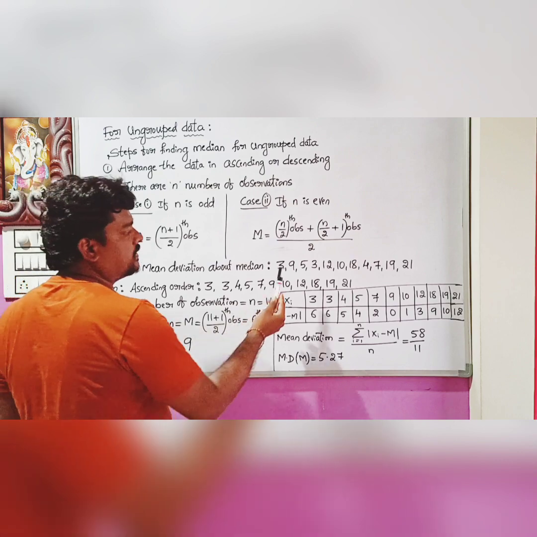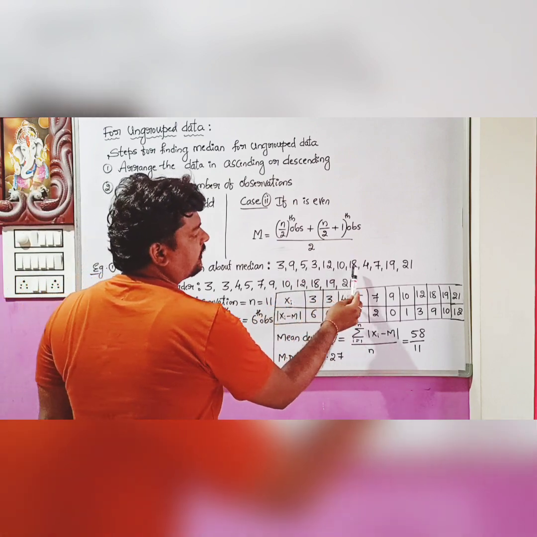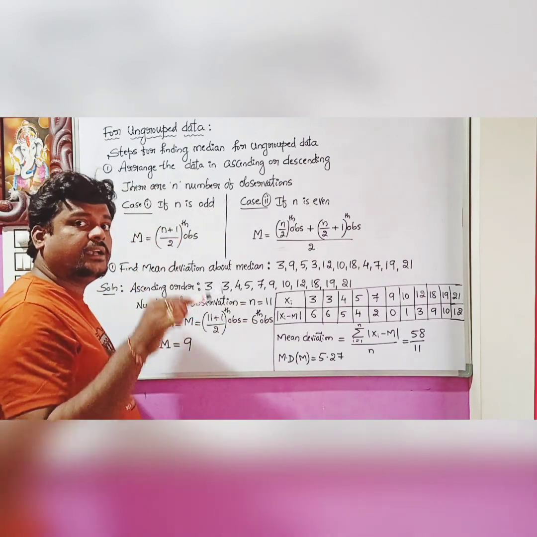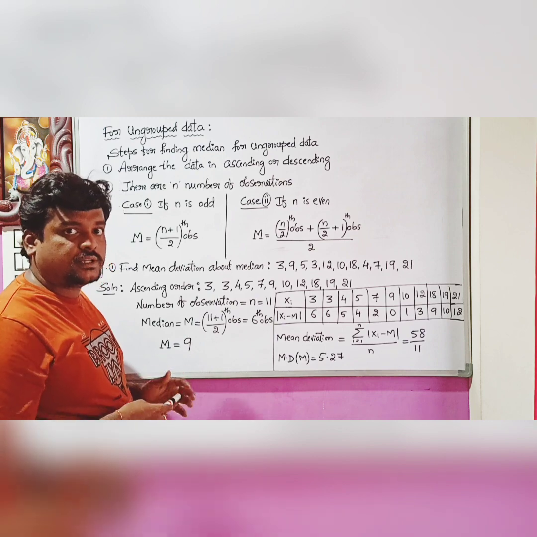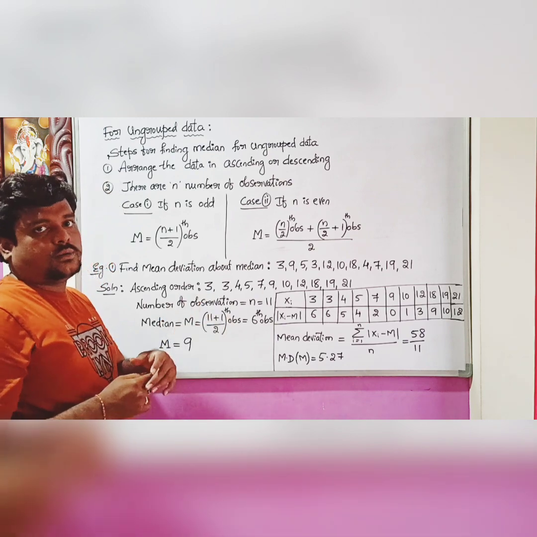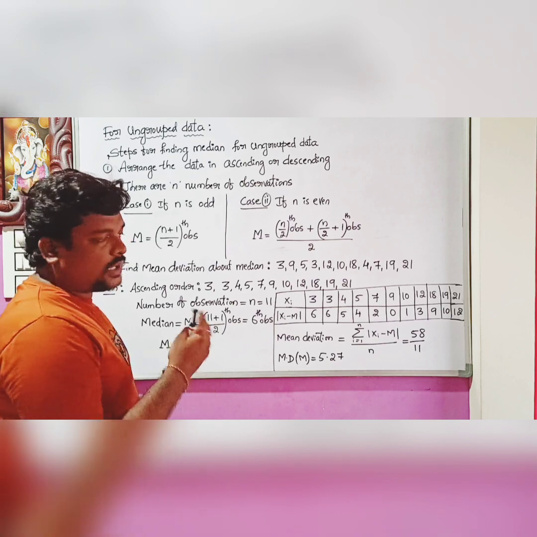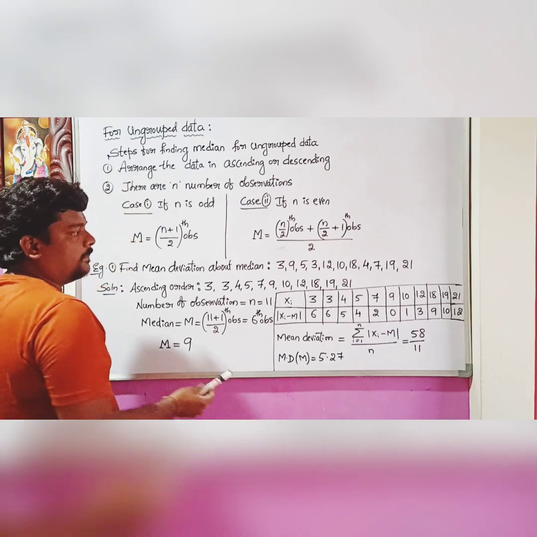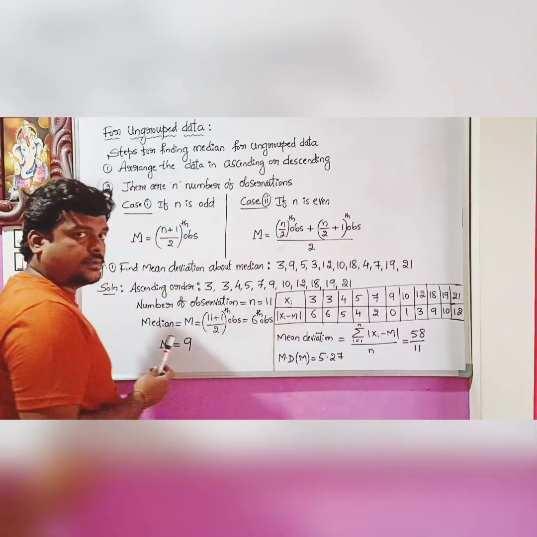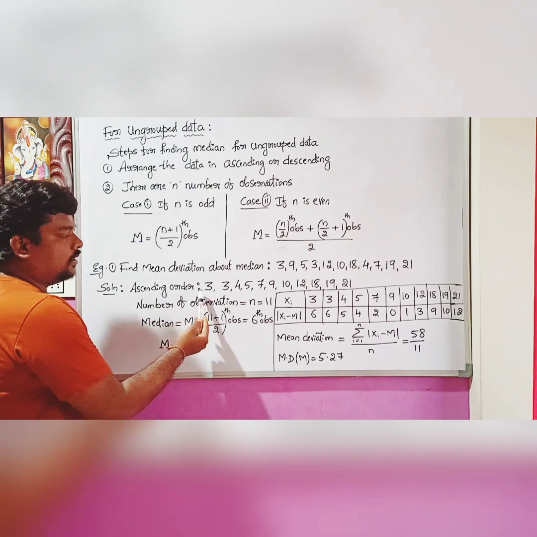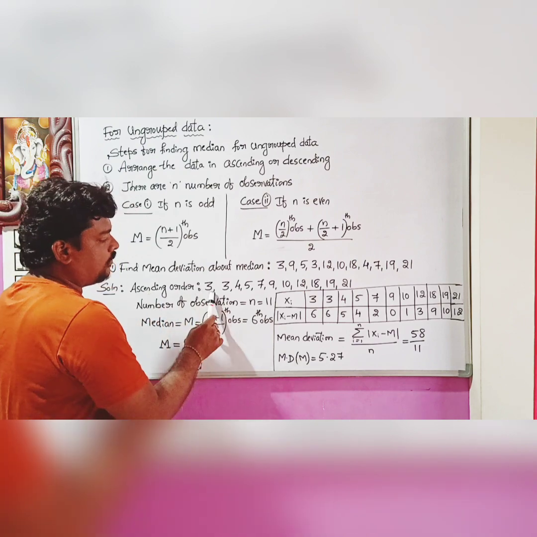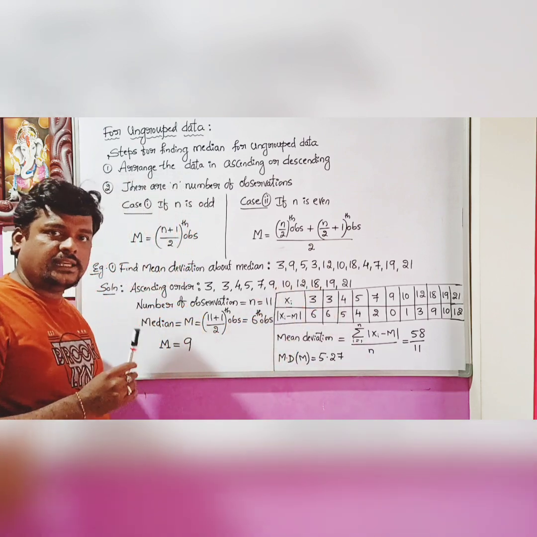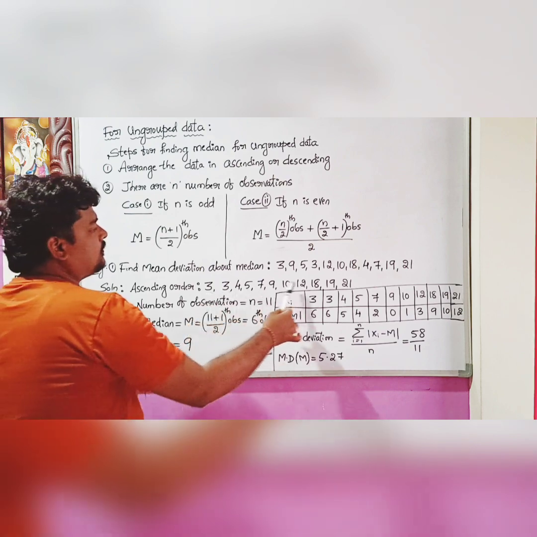Just count the number of observations: 1, 2, 3, 4, 5, 6, 7, 8, 9, 10, 11. So there are 11 observations. Again count the number of observations after writing in ascending order, because we may miss an observation, and if you miss even one observation it is going to be a trouble. Counting again: 1, 2, 3, 4, 5, 6, 7, 8, 9, 10, 11. We have not missed any observation.